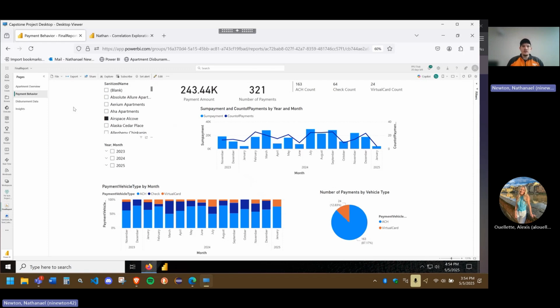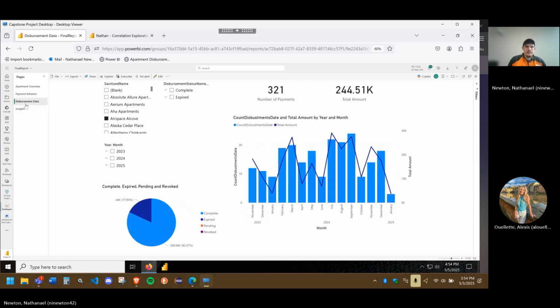You can see in this pie chart, it shows you the completed, the expired, and revoked percentages of the disbursements that we were given. You can see up here by these two cards, you can see the total amount of disbursements. In this card's the number of disbursements.